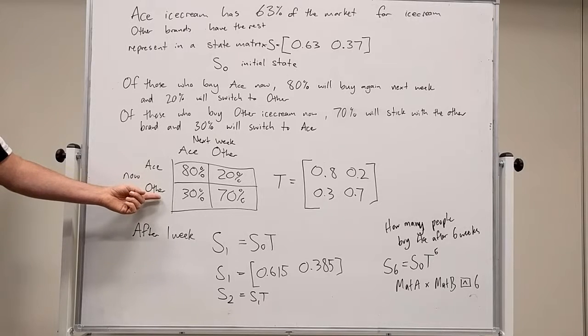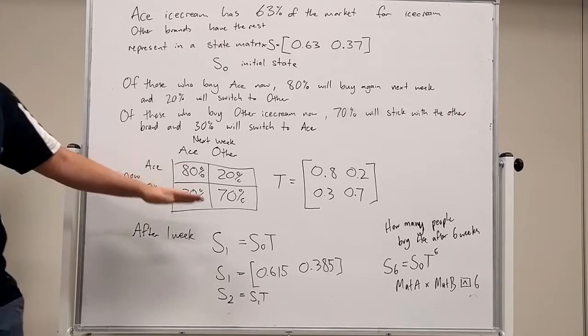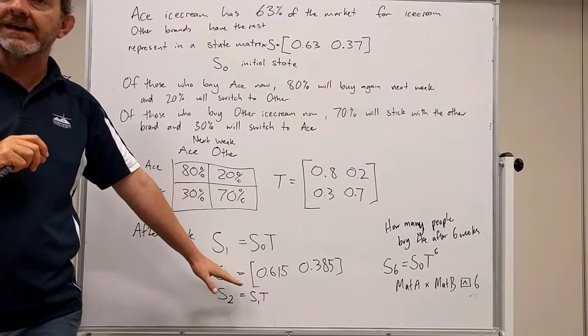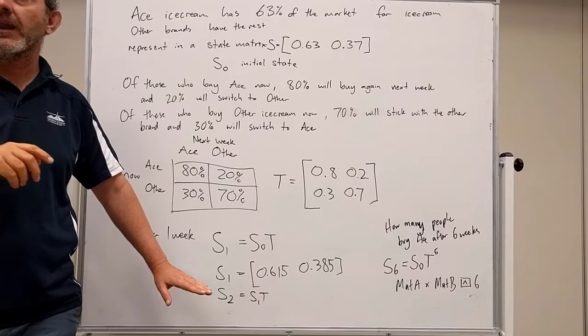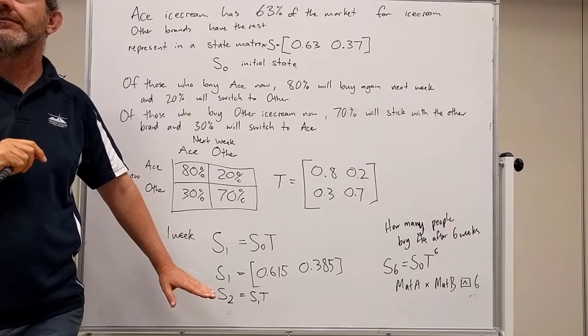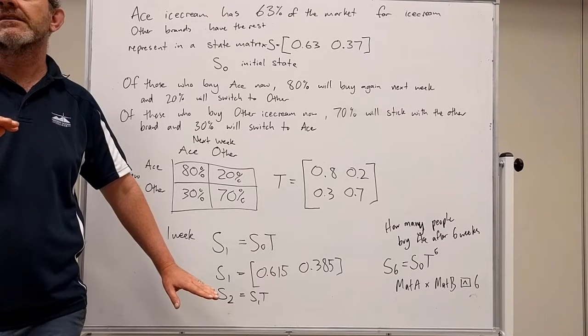That's right. We know that out of the people who have the other brand 1 week, 30% are going to switch to ACE the next week. So even though we've seen a decrease in the amount of people who are eating ACE ice cream, it's not going to bottom out at 0. There's going to be a lower limit where it's not going to get any lower. And we call that the steady state, when things stop changing.